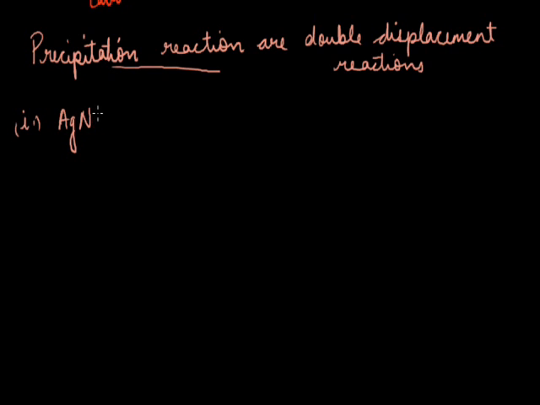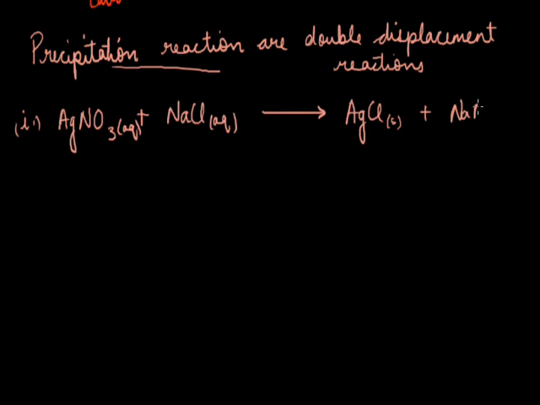AgNO3 with NaCl solution. Here there will be formation of AgCl and NaNO3. Here we can see that Ag is taking the place of Na, and Na is taking the place of Ag. So this is a double displacement reaction.